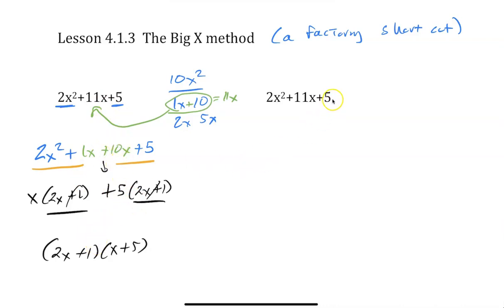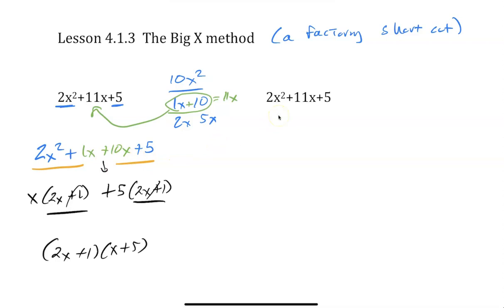So here's what the big X method is. The big crust of this, the hardest part of factoring for most people, is this part right here. That doesn't change. That stays the same. It just skips over this part. We go from here to our answer, so we skip this middle portion.